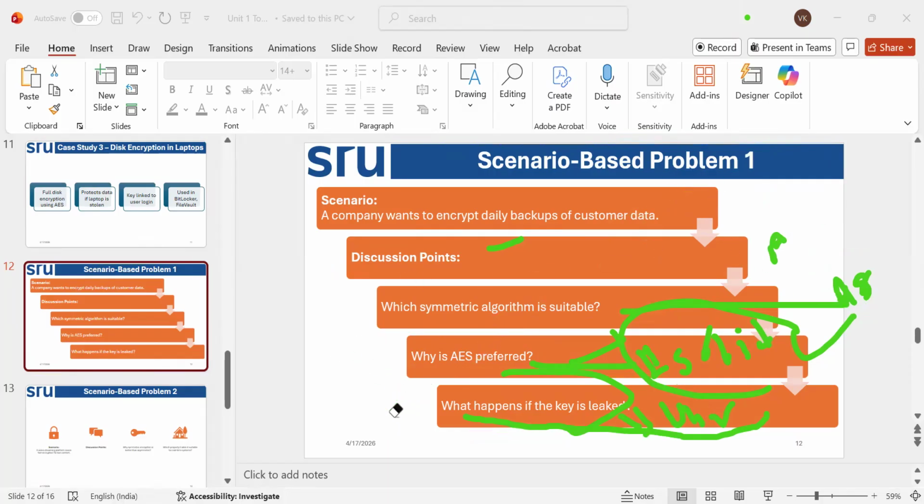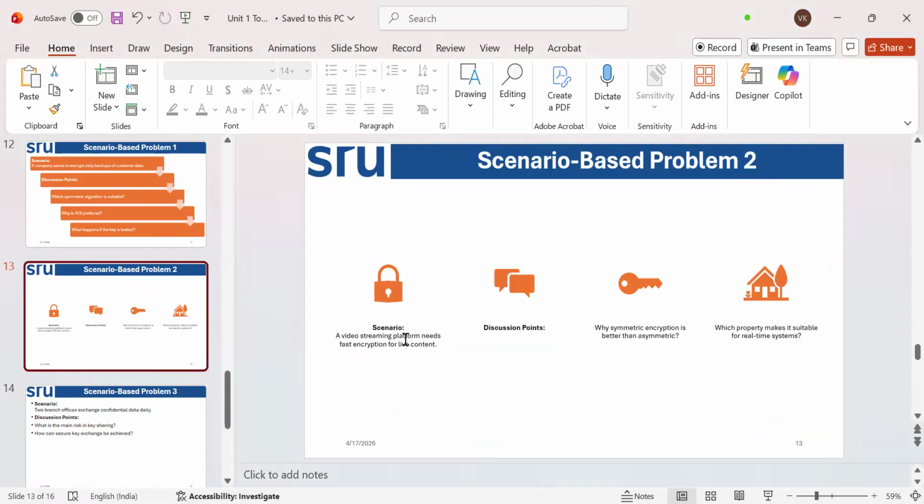Let's see the next scenario based problem. Scenario based problem 2: a video streaming platform needs fast encryption for live content. For fast encryption, what do we need? Symmetric. Now the discussion point.